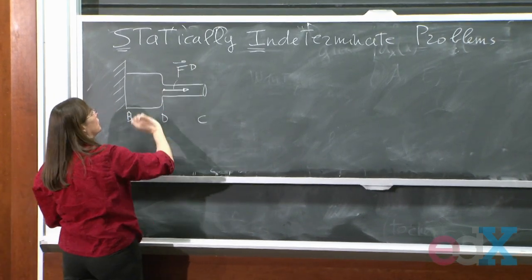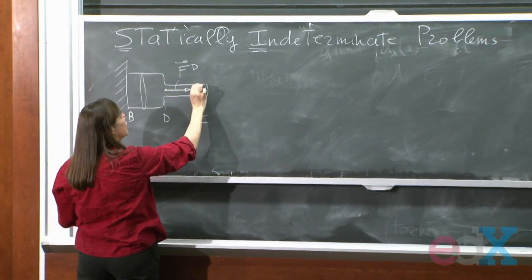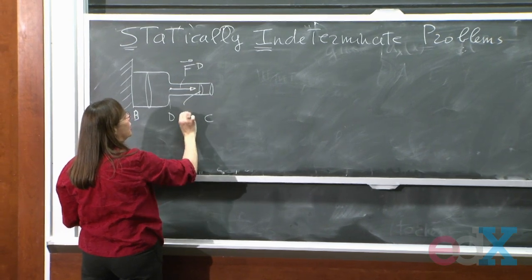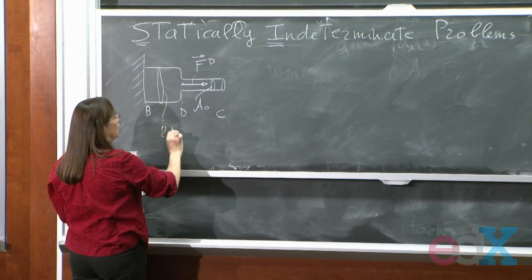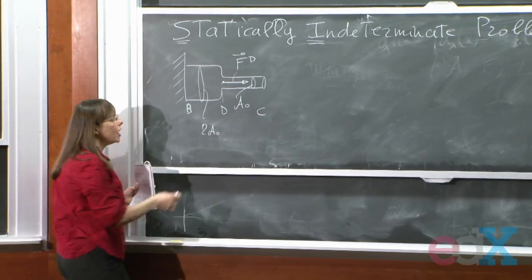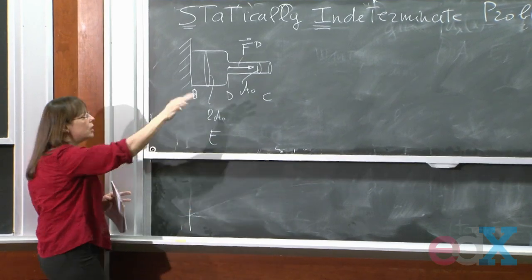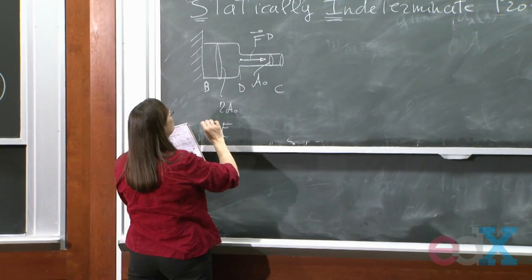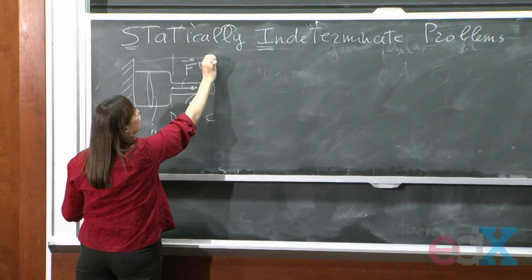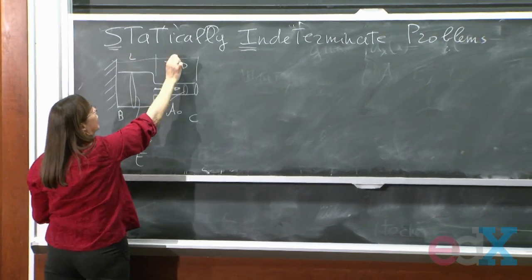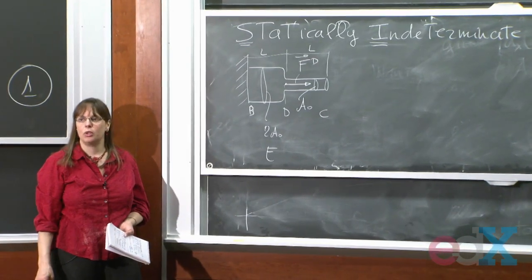And let's say that this little area here is A0, and say that this big area here is 2 times A0. And let's say that the bar is made of a material with modulus E. And all this stuff is known, and let's say also that each of the 2 sections has a length L. So the whole bar has a length 2L. That looks totally doable to me.